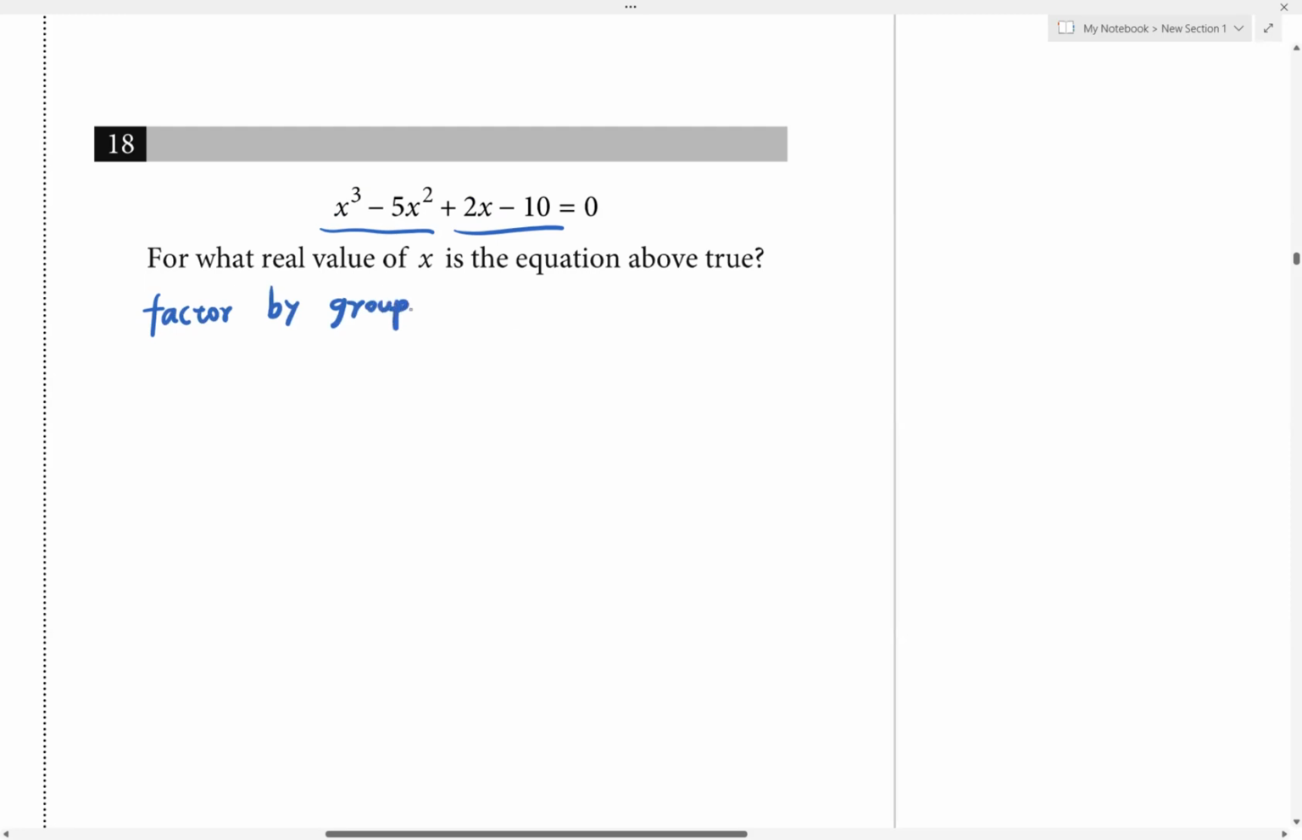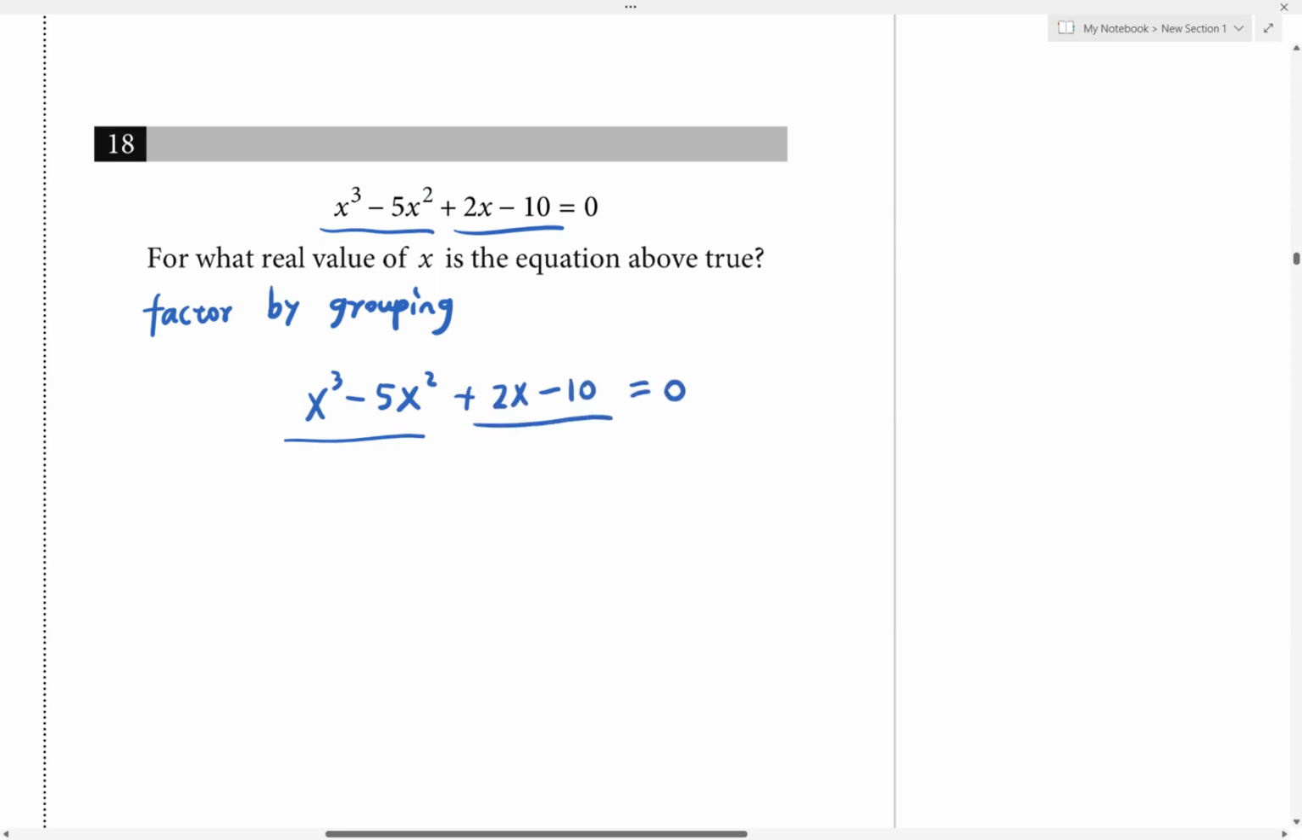We begin with x to the third, and then we have 4 terms and it's equal to 0. It's very likely it's factor by grouping. So what we can do is put them into 2 groups. The first group is x cubed minus 5x squared. The second group will be 2x minus 10. We treat each as a group.